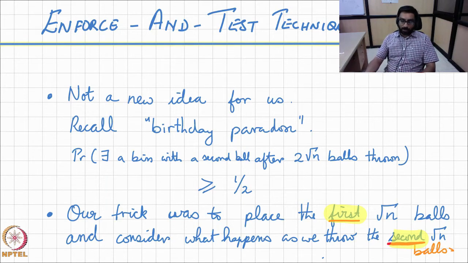So the first square root of n balls, when they are thrown into the n bins, means that square root of n bins are non-empty, and every subsequent ball that is thrown has a 1 over square root of n chance of falling into one such bin, and that's what we exploited. If you just think about it, the first square root of n balls just enforce a certain structure, and the second square root of n balls exploit that structure. And this is the general paradigm of this enforce and test technique.